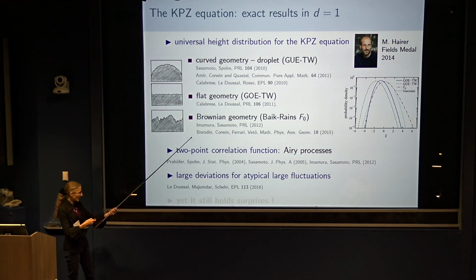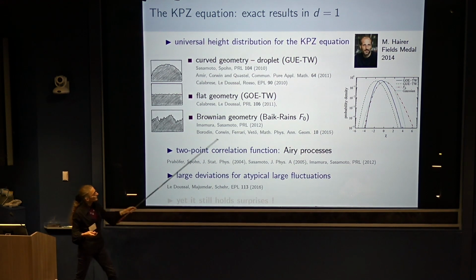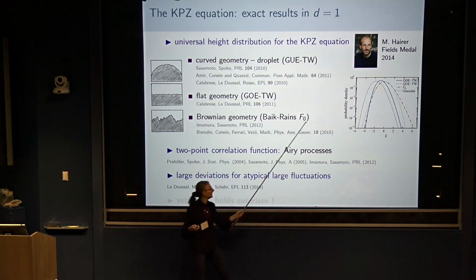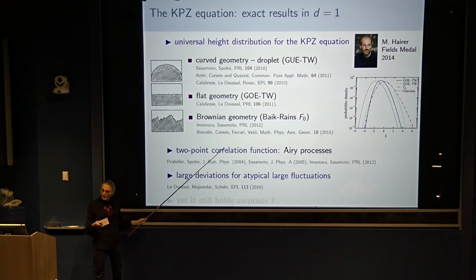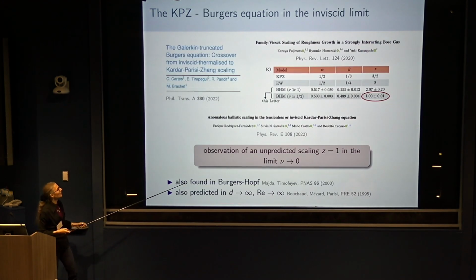Okay. Maybe I should accelerate a bit. So in 1D, in fact, the equation is essentially solved. There have been many beautiful mathematical results, so the distribution is known. You have universality subclasses with really non-Gaussian distributions, Tracy-Widom, that come from random matrix theory. The two-point correlation functions are known. They are related to Airy processes. So it's really beautiful work of the last decade or 15 years. Yet, it still holds a surprise, even in 1D, and this is what I want to talk about.